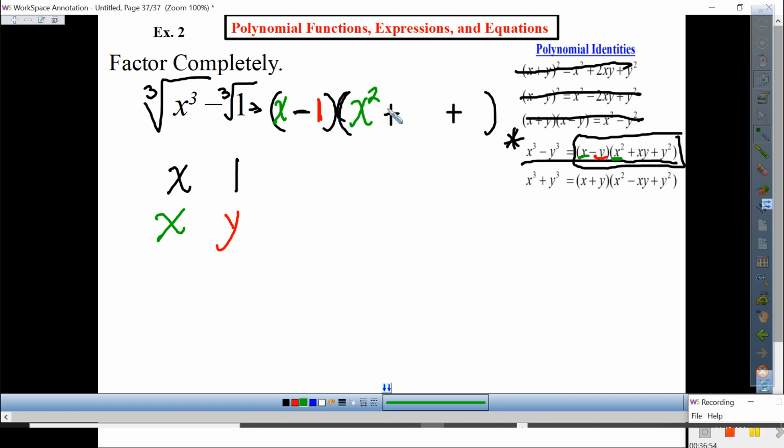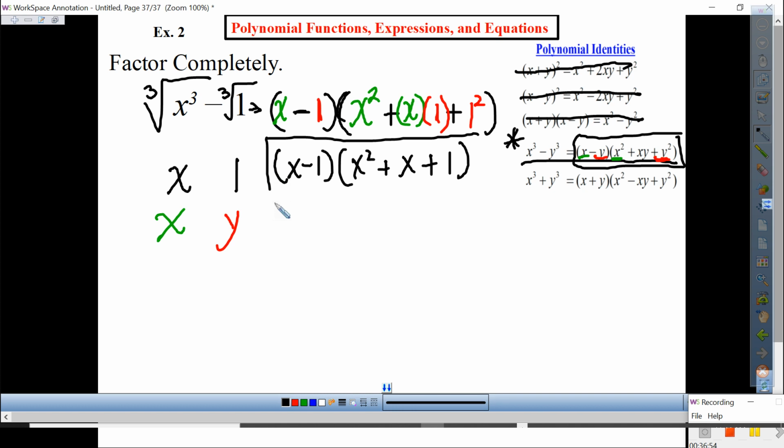Okay. Then, X times Y. So X times Y. But what do we have for Y now? 1. And lastly, we have what? Y squared. So that's 1 squared. And at this point, all we have to do is simplify. Here we go. X minus 1. X squared. What is X times 1? That is X. And what is 1 times 1? 1. These are my factors.